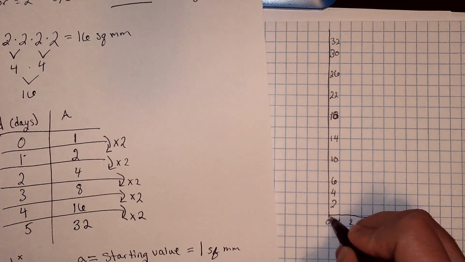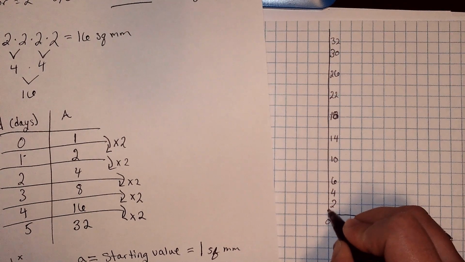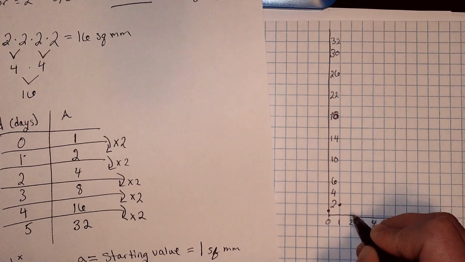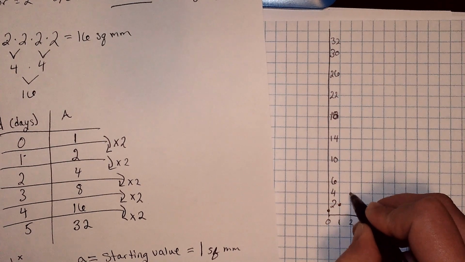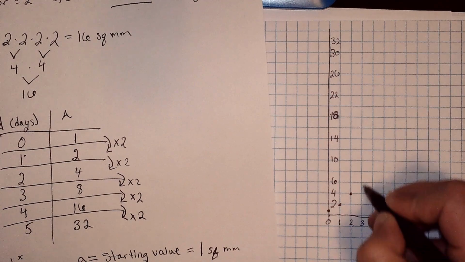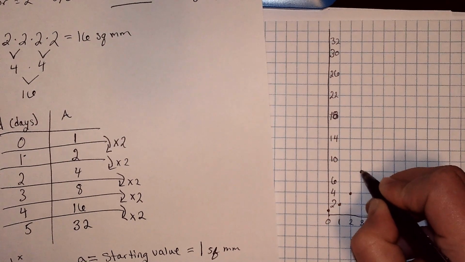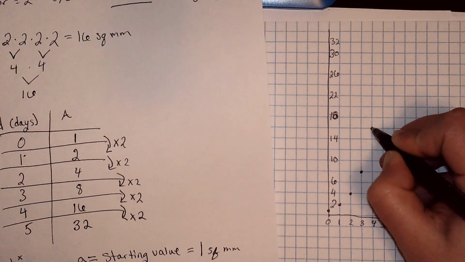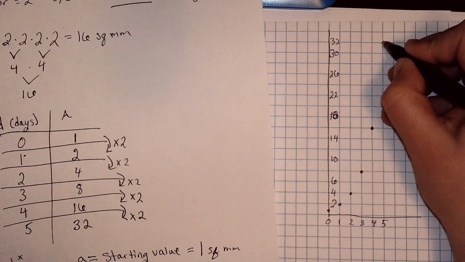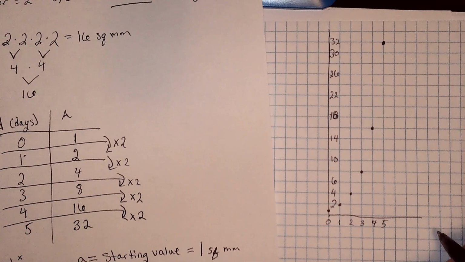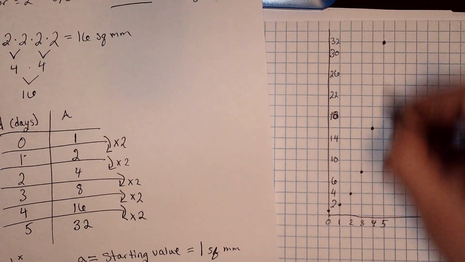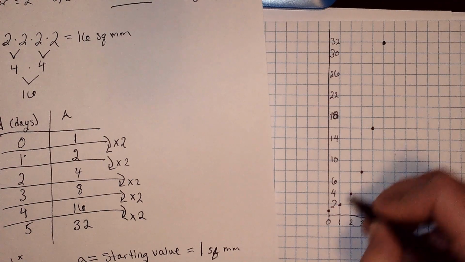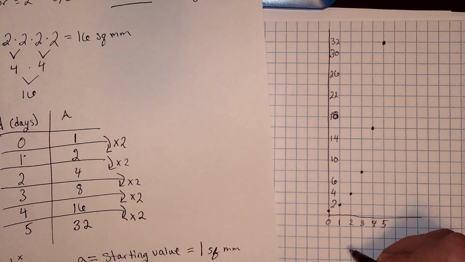Okay, so at day 0 we have 1. Day 1 we have 2. Day 2 we have 4. Day 3 we have 8. Day 4 we have 16. Day 5 we have 32. And that gives us our exponential curve, where we start out kind of close together, not rising very fast, and then we're making big leaps.